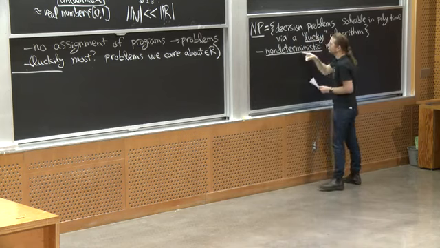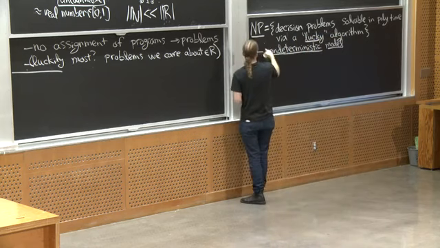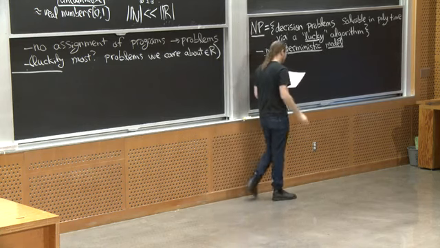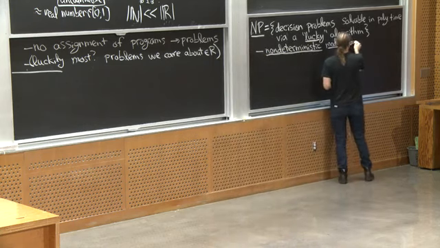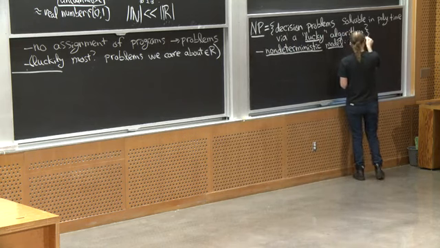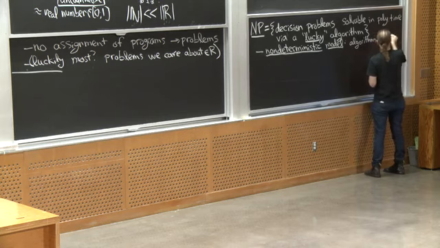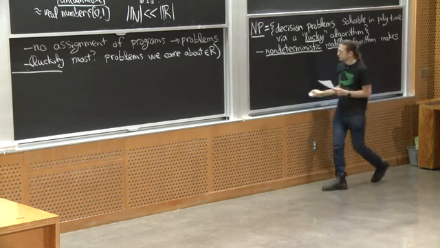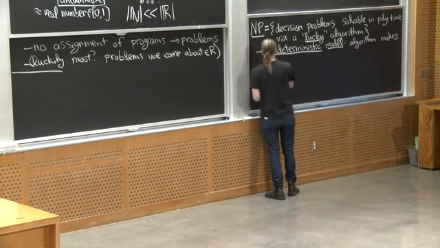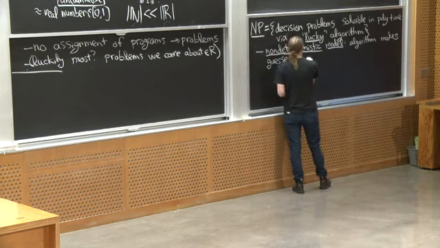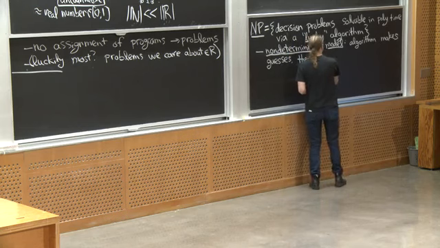The n in non-determinism is the n for NP. So this is non-deterministic polynomial time. An algorithm can make guesses, and then in the end, it should output yes or no.